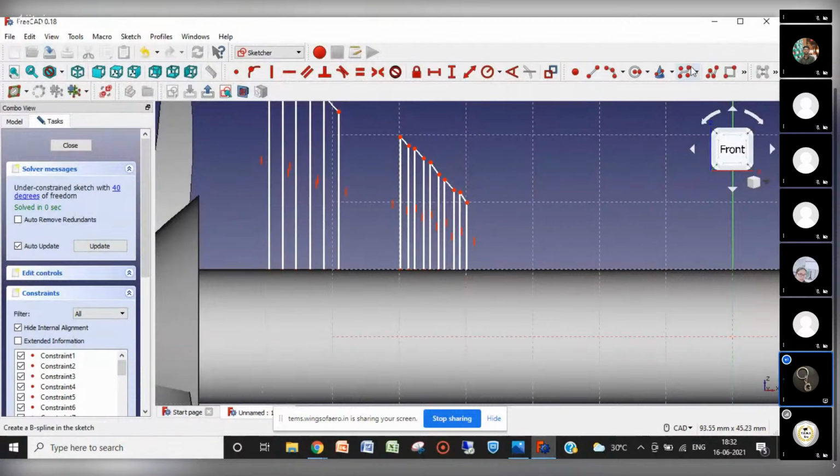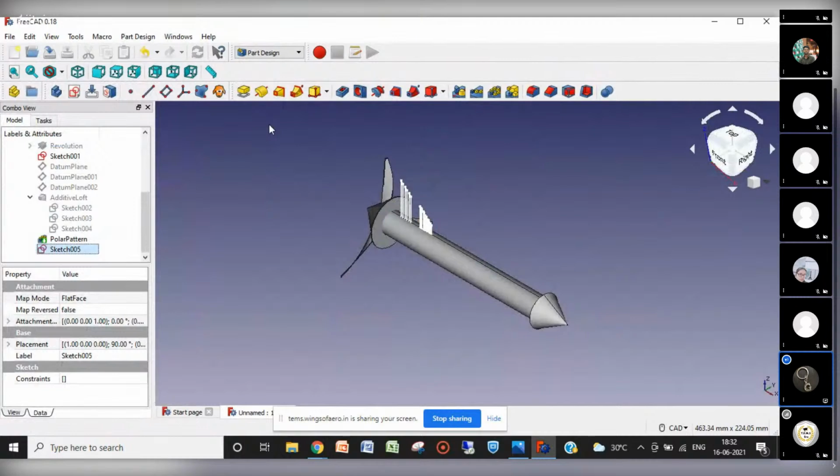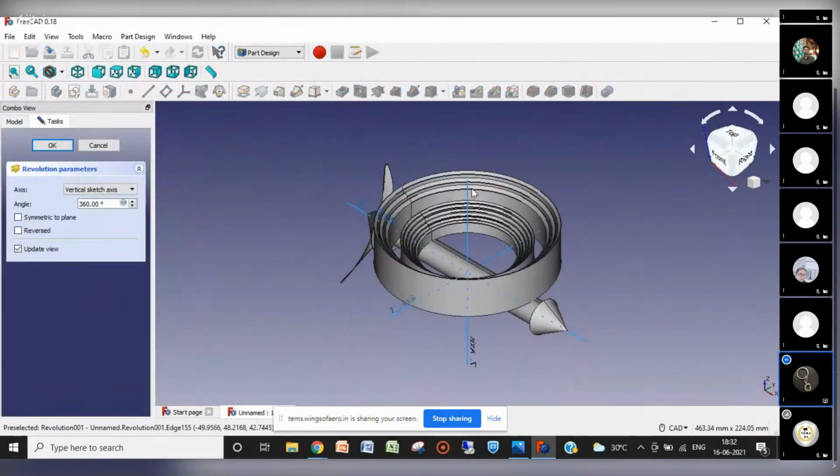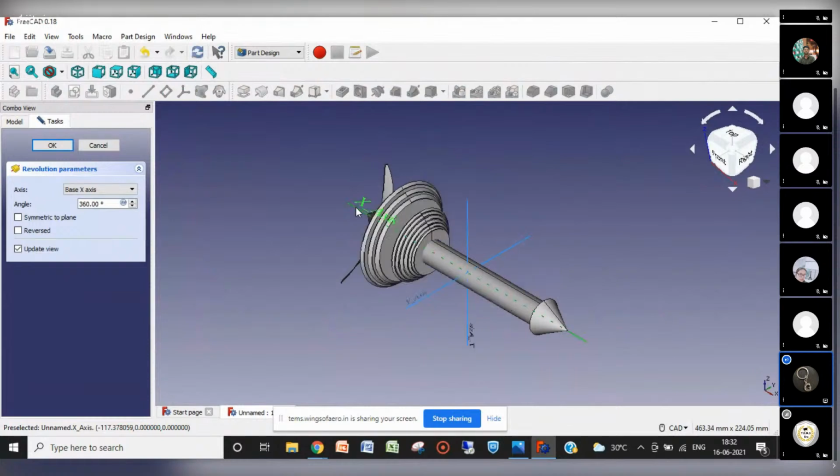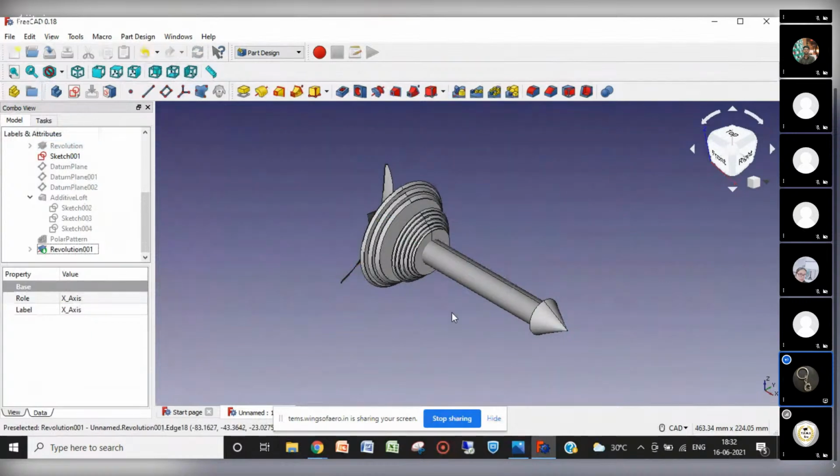We have place for one more. We can add one more here. Then escape and came out. Now rotate this about this axis, and okay. Though I haven't made them propellers, I have made them like a disc. We can make them like a propeller also.